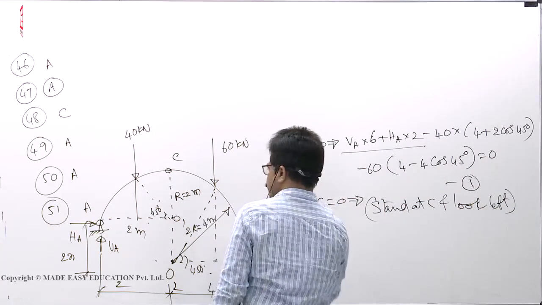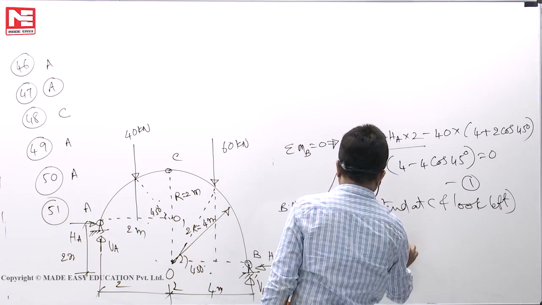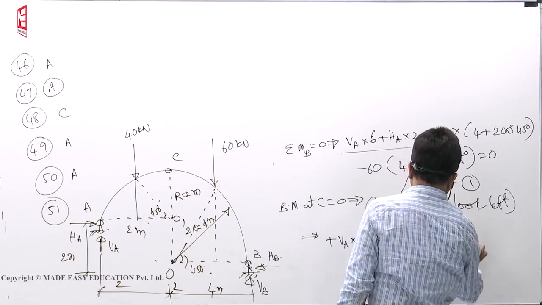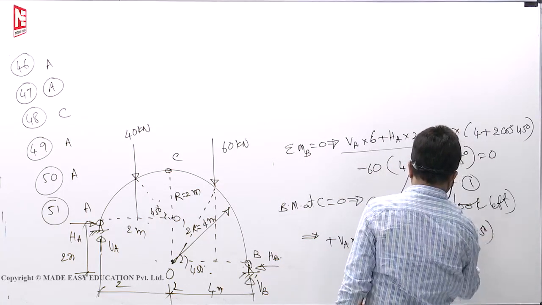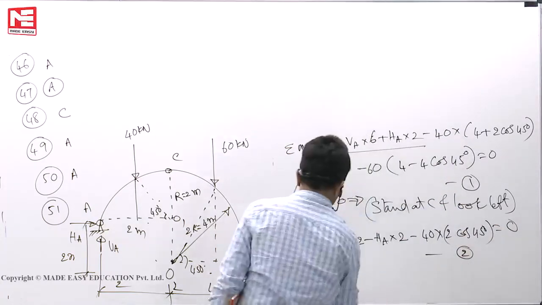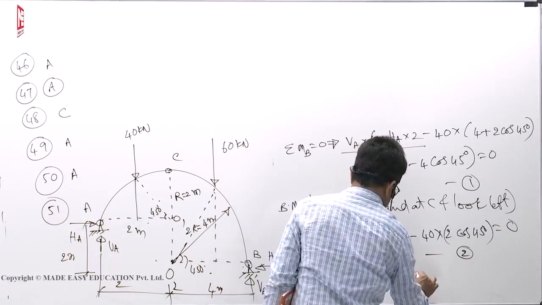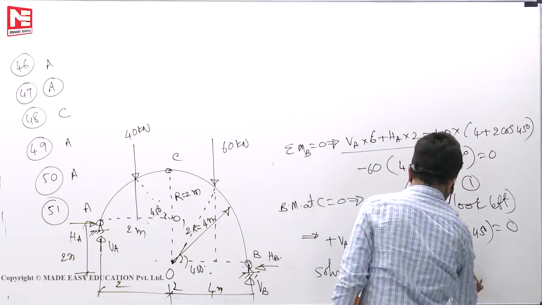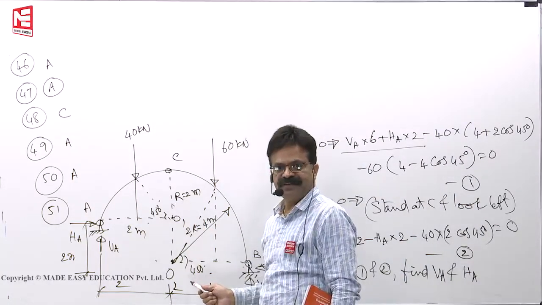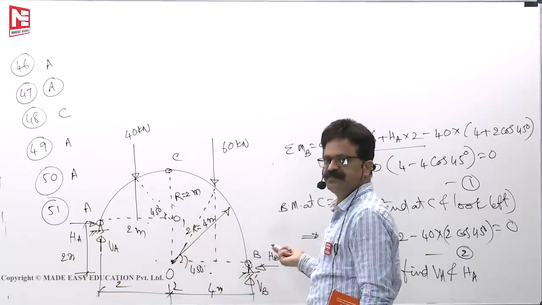So you will get plus VA into 2 minus HA into 2 minus 40 into perpendicular distance is 2 cos 45, must be 0. So this is the second equation. Solving 1 and 2, find VA and HA. This is in terms of 2 meters, 4 meters given. Earlier it was R and 2R. One problem we solved, same thing, repetition.